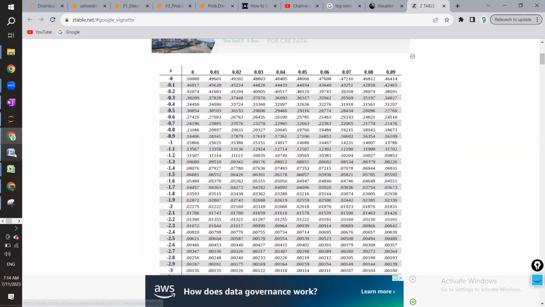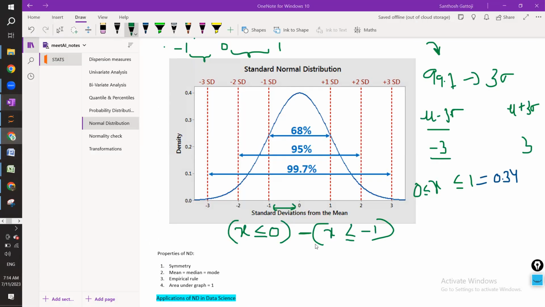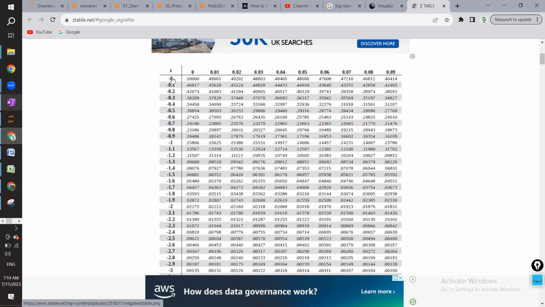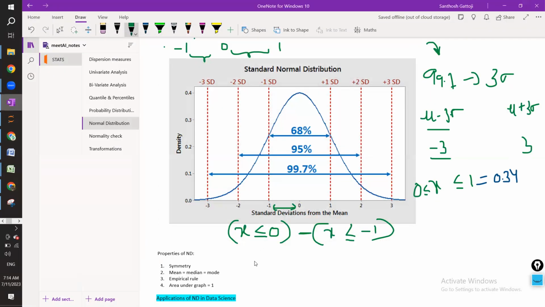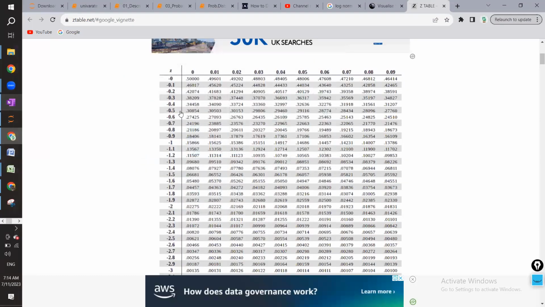Okay. Now here, what is our requirement? First, x less than or equal to 0. So 0 is 0 anywhere. So it is 0.50. Okay. Minus, what is the area of less than or equal to minus 1? What is the area at minus 1? See here, this point. Can you see minus 1? Minus 1 is 0.15.